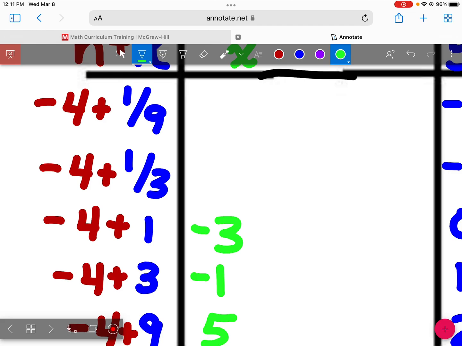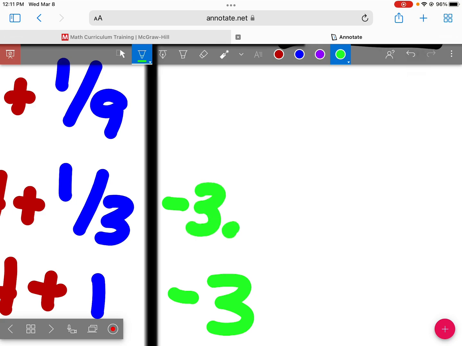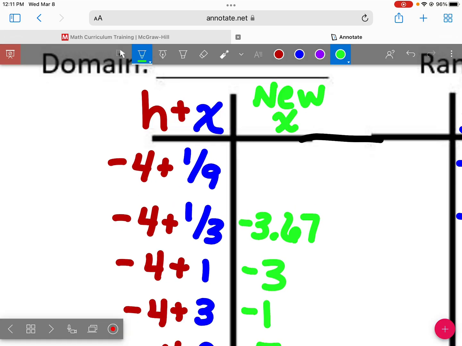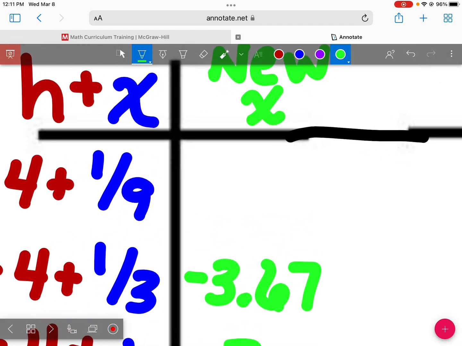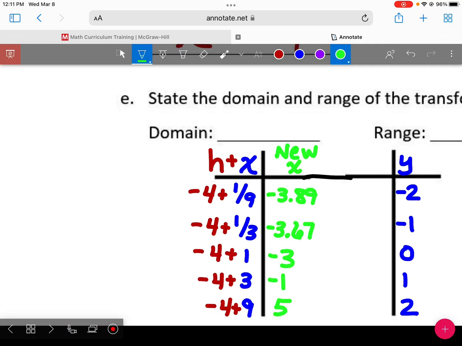Do you turn 4 into a fraction? You can. It's -3.67. Because we're subtracting, like we're going to take away 1/3. It's going the opposite direction, 1/3. -4 plus 1/9 is going to be even closer to -4. This is -3.89. I popped it in my calculator. It came out as a fraction. What button do you push so that it stops being a fraction? The arrows. All right, so there's all my new x's.